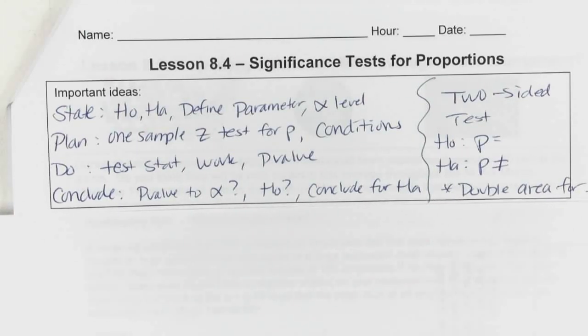All right, so let's formalize a little bit more here. On lesson 8.4, this is page 8 in your packet, kind of summarizing what we did with our 4-step process. So state, plan, do, conclude. In your state step, make sure to state your null and alternative hypotheses using appropriate symbols. Define the parameter, say what P represents or mu represents, and what significance level alpha are we going to use.